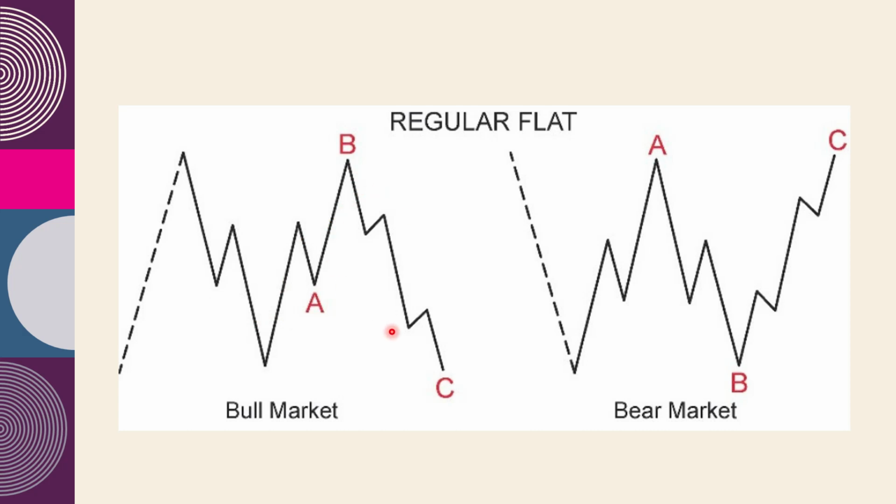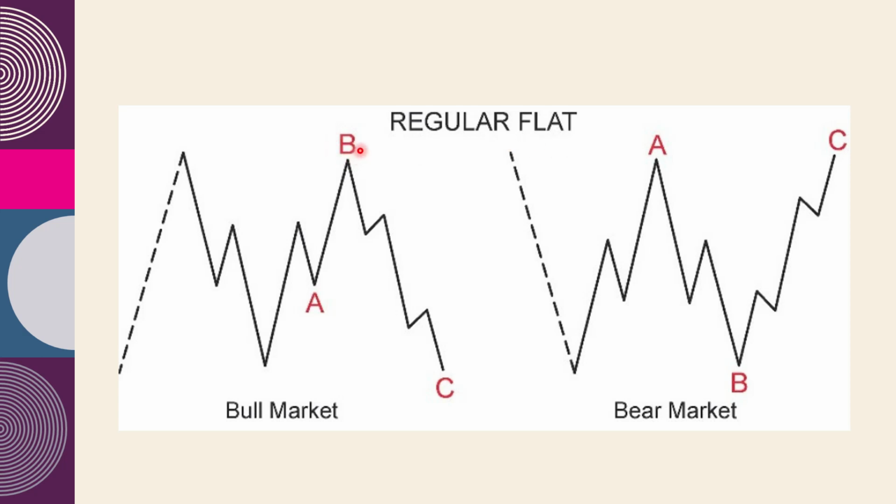In flats, wave A and B are never triangles and rarely flats, meaning mostly wave A and wave B are zigzags. Wave B usually retraces at least 90% of wave A. At least 90, or it can be more than 90 also. There are three types of flats: regular flat, expanded flat, and running flat. The most common type of flat is the expanded flat. Running flats are rare.